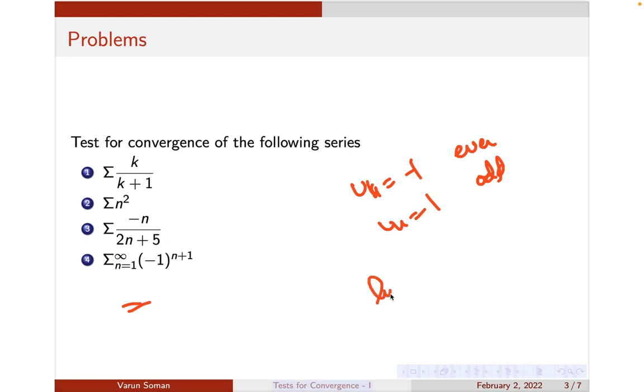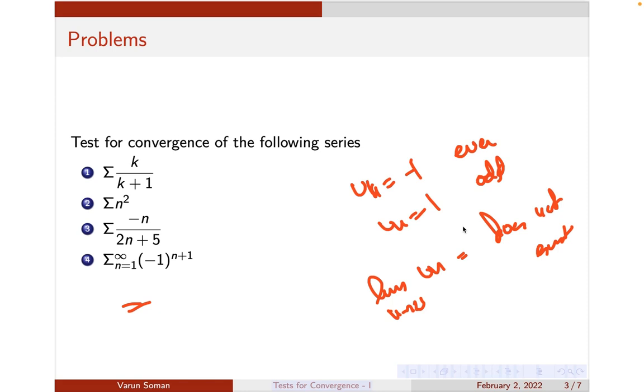So the limit as n tends to infinity of un can either be minus 1 or 1. That means it is not a fixed value because it will be changing from minus 1 to 1. Therefore, it does not exist because the limit should be a fixed value. Here, the limit will not exist because for odd terms, I will be getting 1. For even terms, I will be getting minus 1. So, the limiting value itself will not exist.